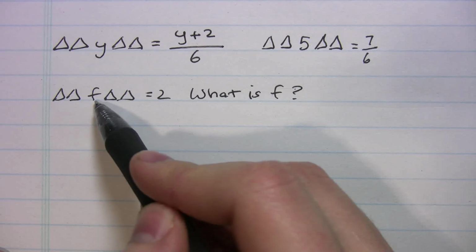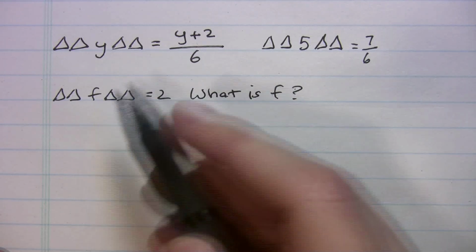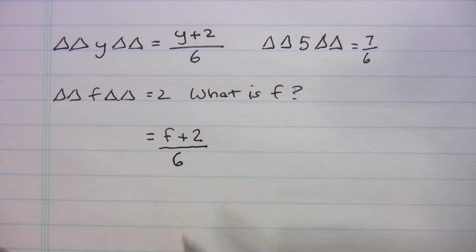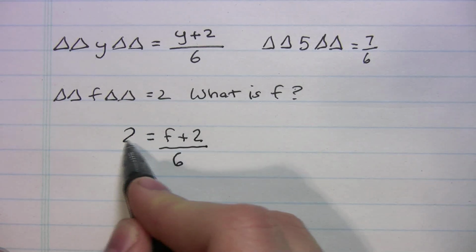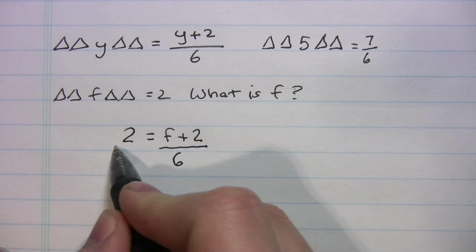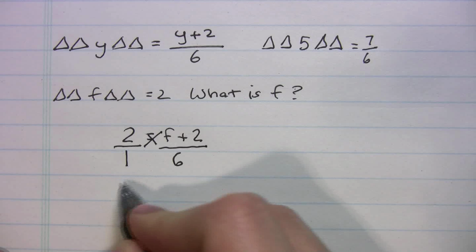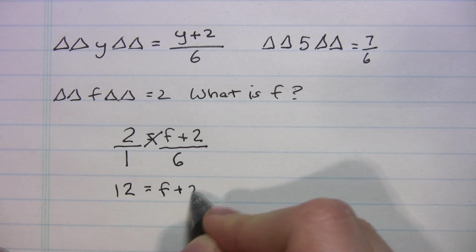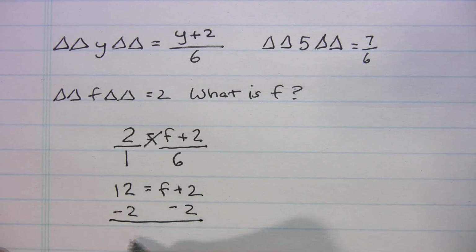So we're going to plug in f. Anytime we see y, we're going to plug in f. f plus 2 divided by 6. And it said after I do the plugging in, it's equal to 2, right? So I can set it equal to 2. I'm going to put this over 1 so we know we can cross multiply so it looks easier. 2 times 6 is 12 equals f plus 2. I'll subtract the 2 from both sides and you get 10 is equal to f.